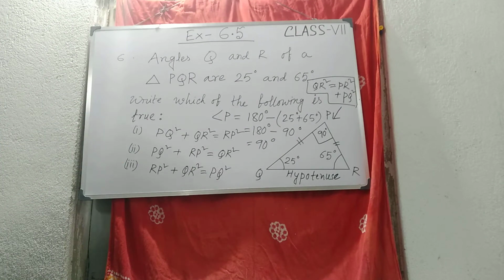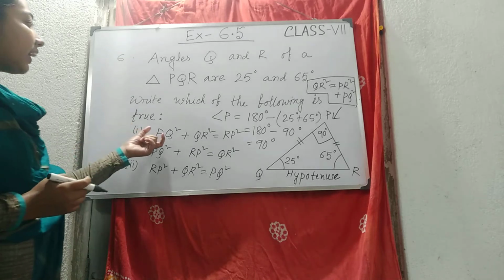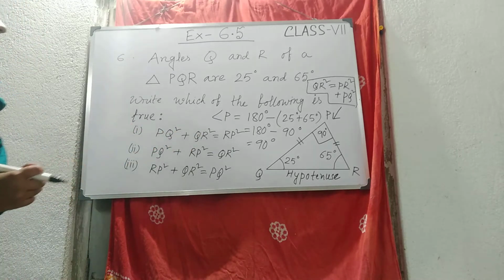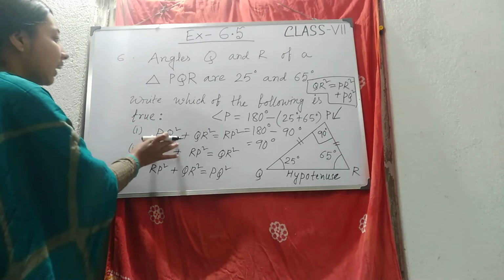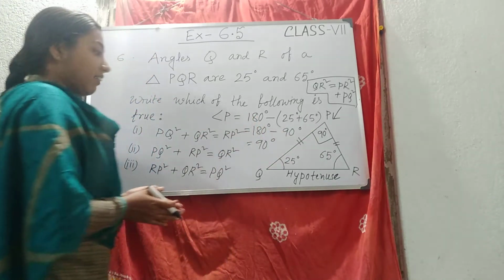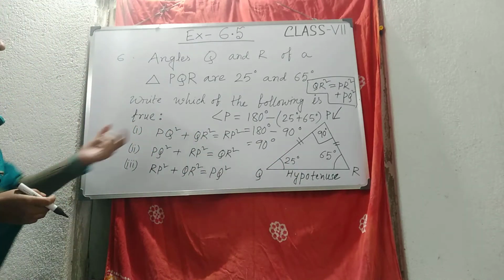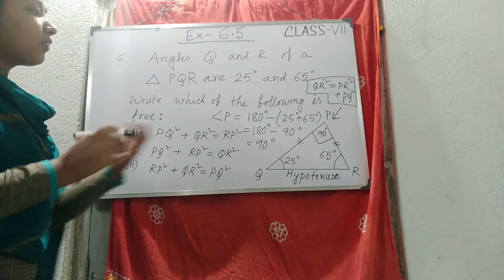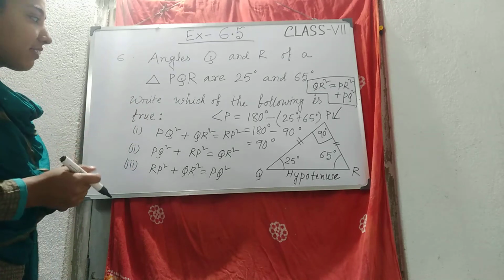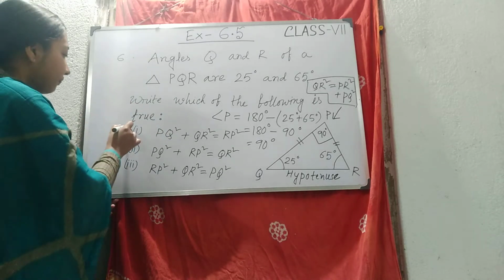You can see first it is written PQ square plus QR square. PQ square is one of its legs, but QR square is hypotenuse. So hypotenuse square is equal to sum of squares of its legs. So it is not possible.